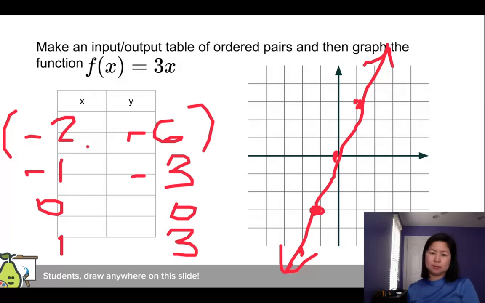Questions for me? We will spend time next time to graph the line, so we'll talk more about this. But today we're going to focus on word problems and the rate, the slope, and the y-intercept.